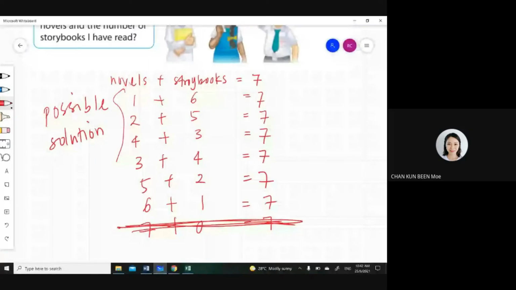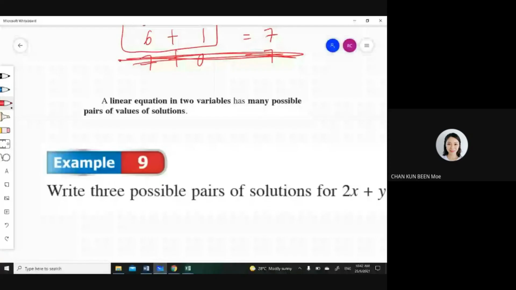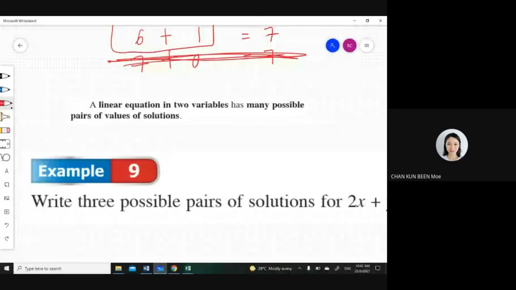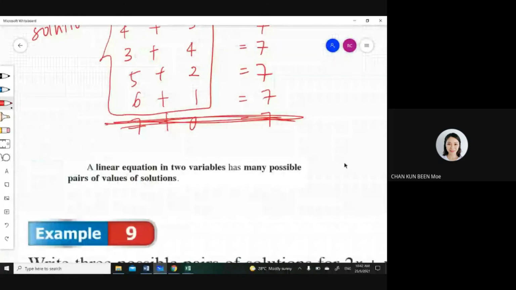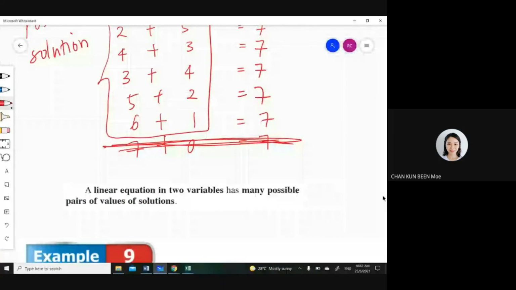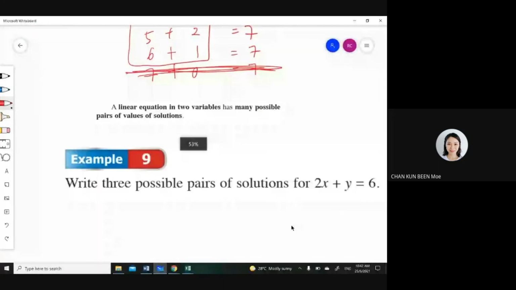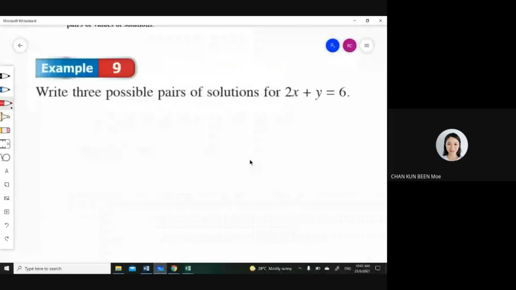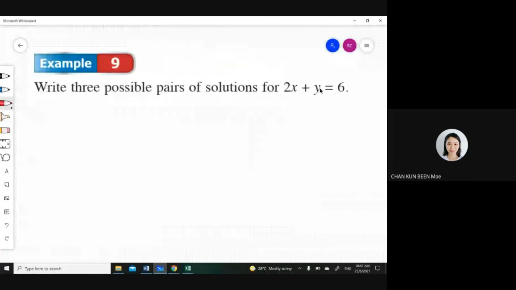Okay. Now we move on here. A linear equation in 2 variables has many possible pairs of value solutions, like what we did just now. So we look at example 9. Write 3 possible pairs of solutions for 2x plus y equal to 6. So for 2x plus y equal to 6, they just want 3 only over here. Actually, we can form a lot of possible solutions.